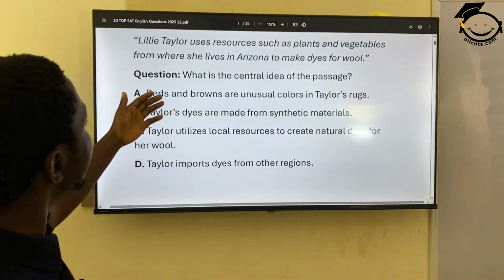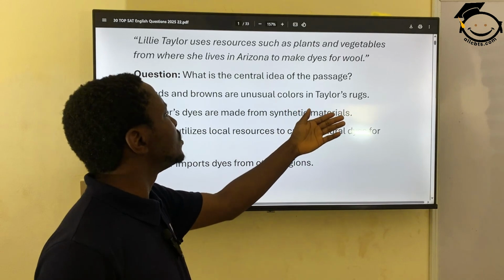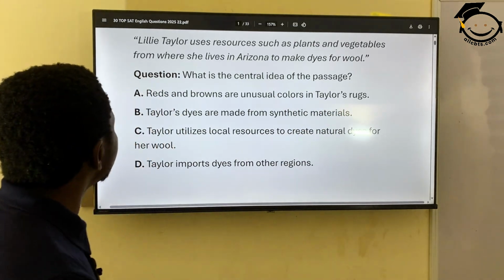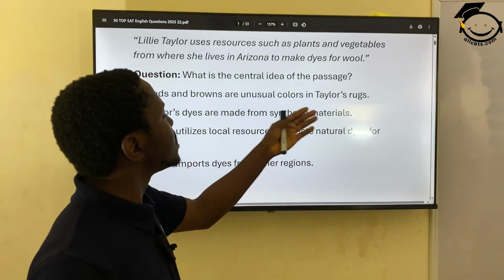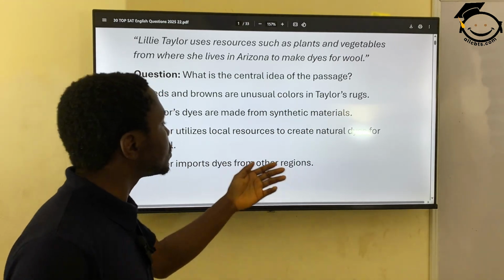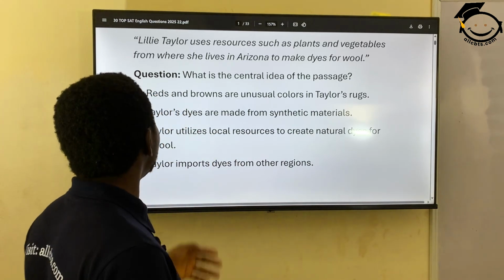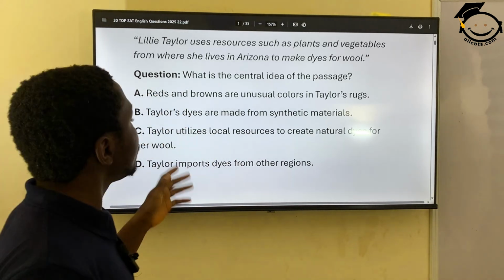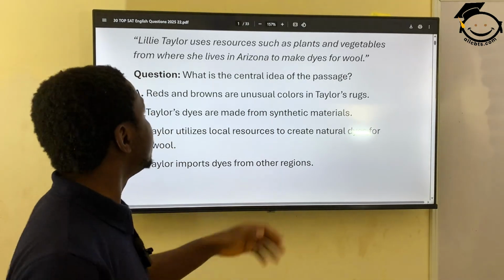We have A, reds and brown are unusual colors in Taylor's rugs. B, Taylor's dyes are made from synthetic materials. C, Taylor utilizes local resources to create natural dyes for her wool. And D, Taylor imports dyes from other regions.